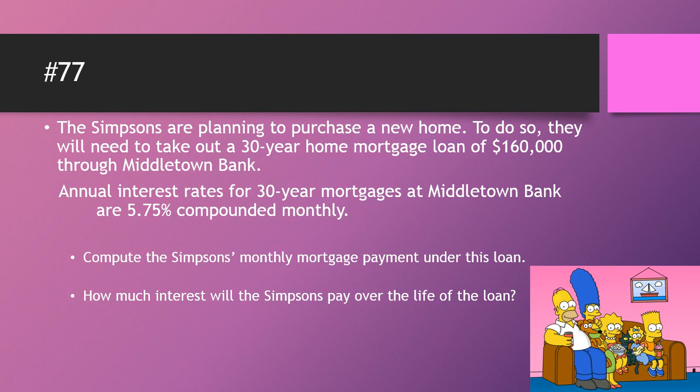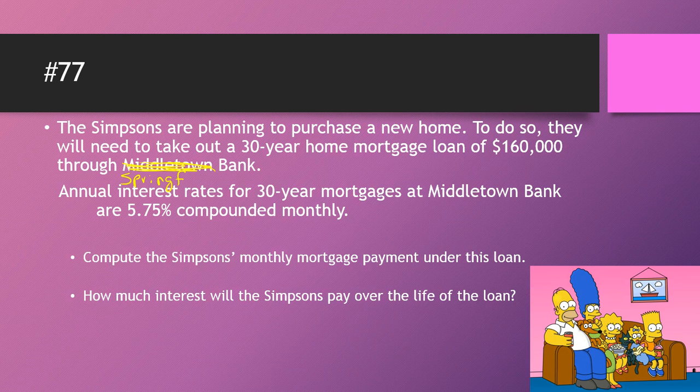The installment loans. So the Simpsons, this lovely family that's been around for 26 years now, longer than I've been alive, is planning on purchasing a new home. To do so, they need to take out a 30-year home mortgage for a loan of $160,000 at Middletown. What is this? They don't live in Middletown. They live in Springfield Bank.